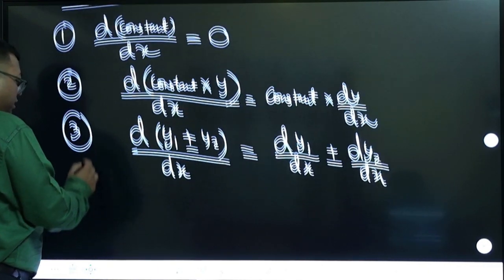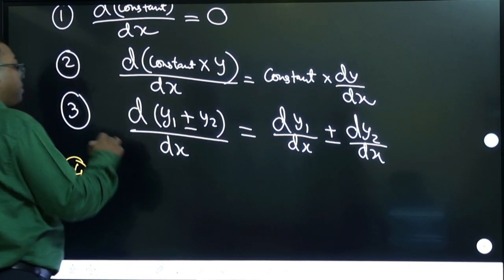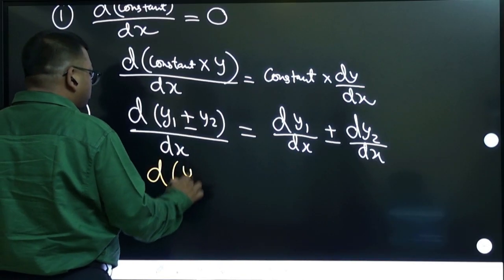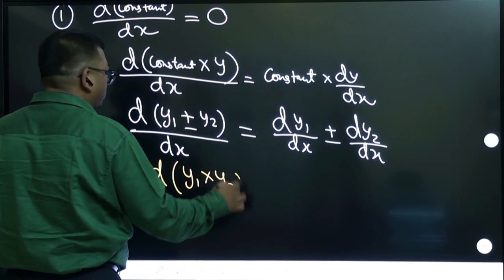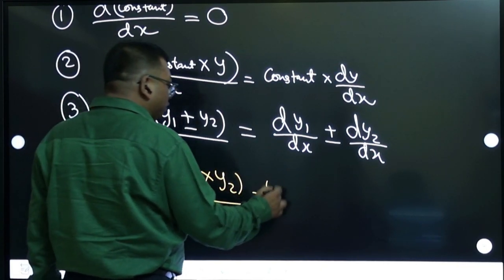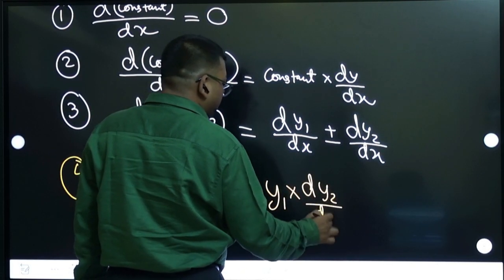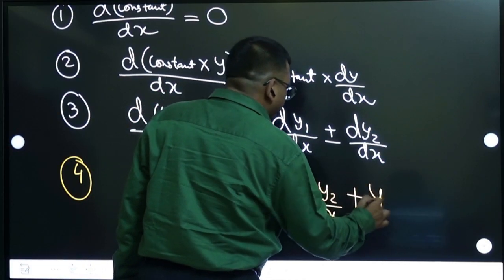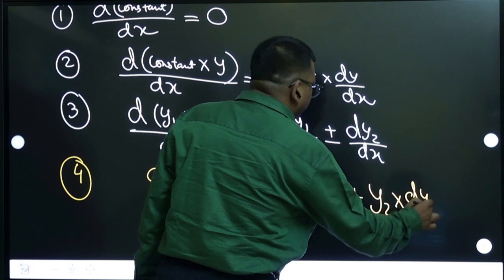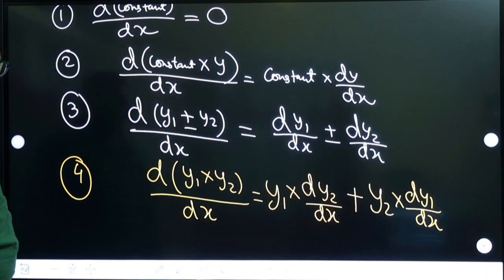Okay. Next comes the product rule. This is the product rule which we have shown applications of. So the differentiation of the product of two functions with respect to x is going to be equal to: leave the first function, differentiate the second function with respect to x, plus leave the second function and differentiate the first function with respect to x. That's the product rule.